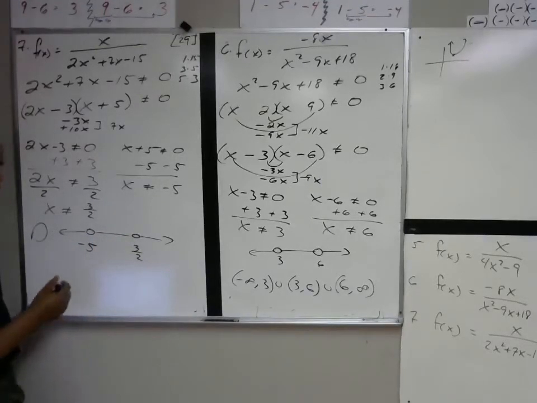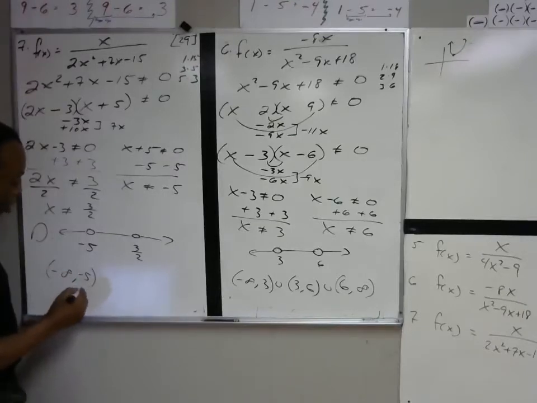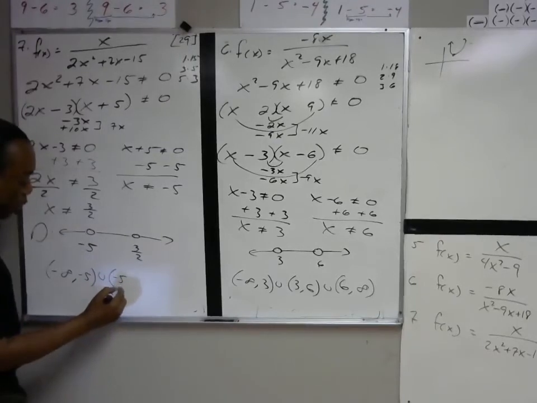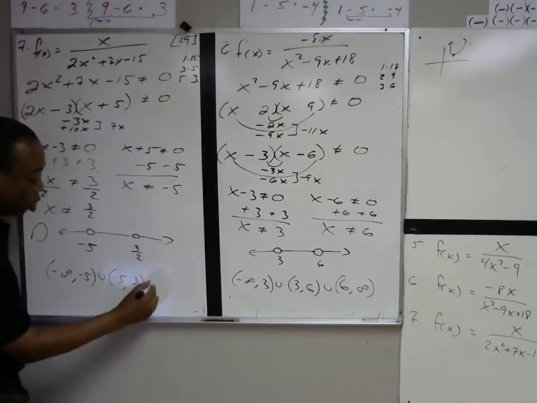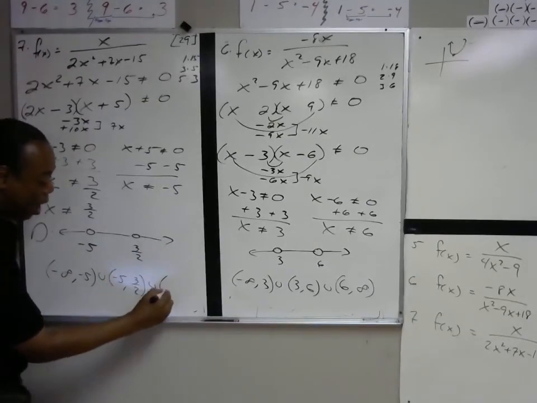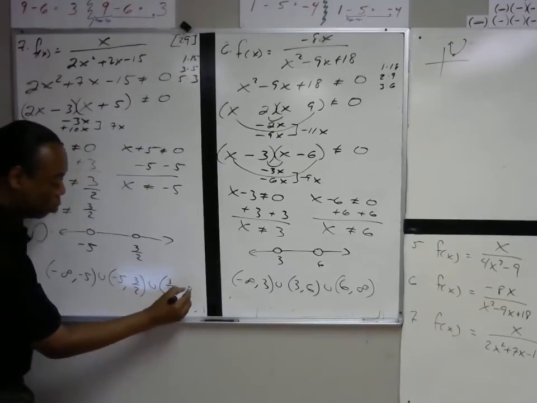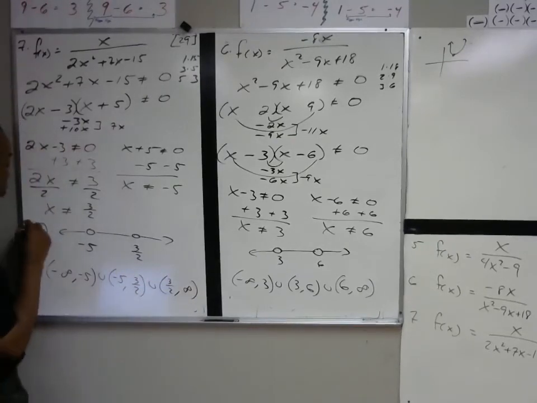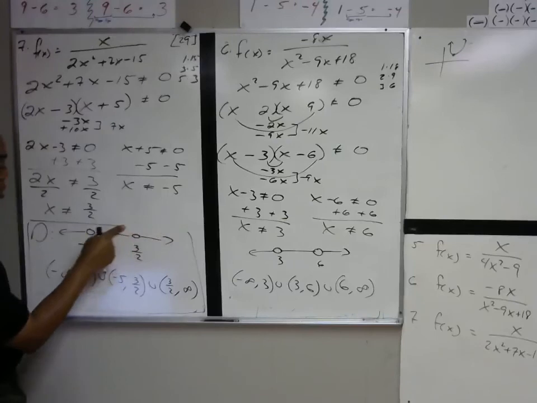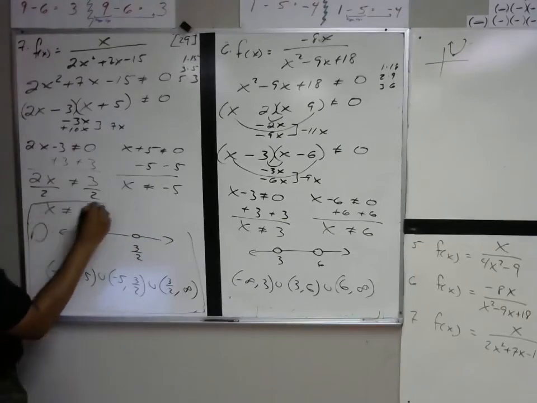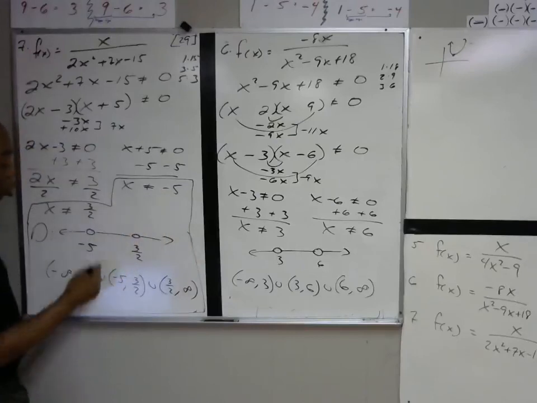Furthermore, in interval notation, this portion right here will be represented by -infinity to -5, parentheses, union with this part right here, which is all the numbers between -5 and 3 halves, and then this portion right here, union with that, will be all the numbers after 3 halves. And that'll be your domain. Okay, these are your 3 demonstrations of the domain.